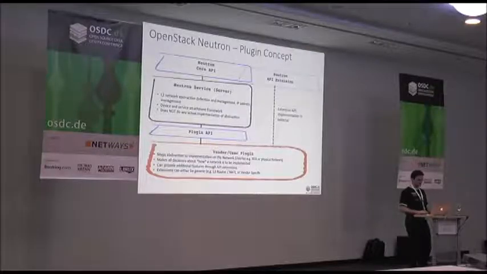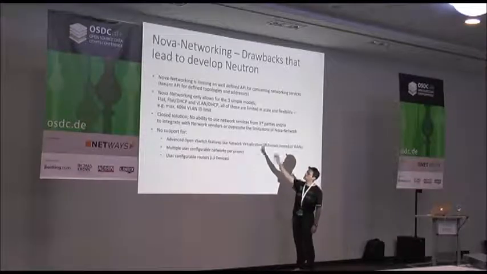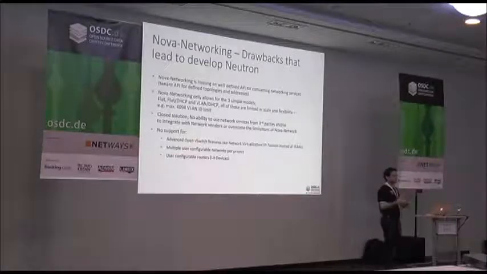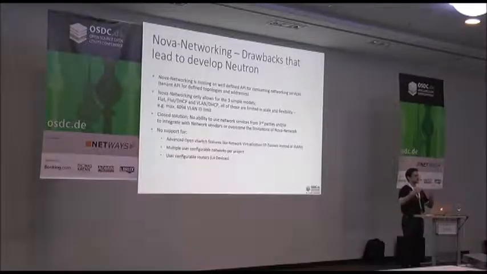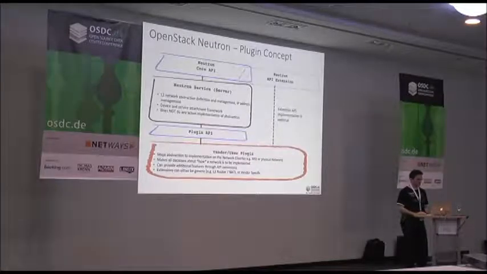And what Neutron did: one important point was also the closed solution aspect. Nova network was not really easily customizable to have connectors or drivers for implementation-specific details. So if we, as VMware or Cisco or whoever, some open source component, wanted to add some special sauce to build up those networks, we would have to really go into the Nova code and change a lot of stuff. So it was not really pluggable. And that is what Neutron gave us.